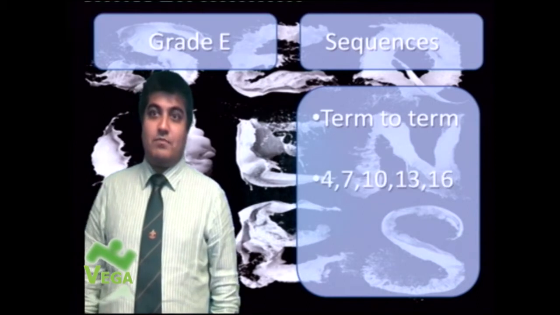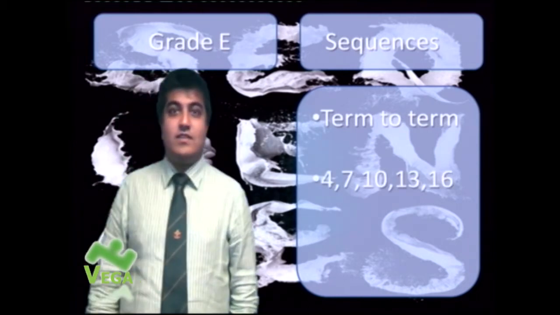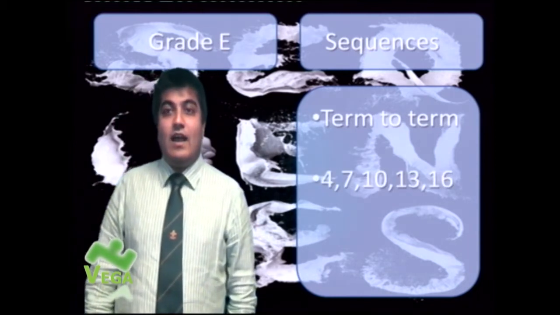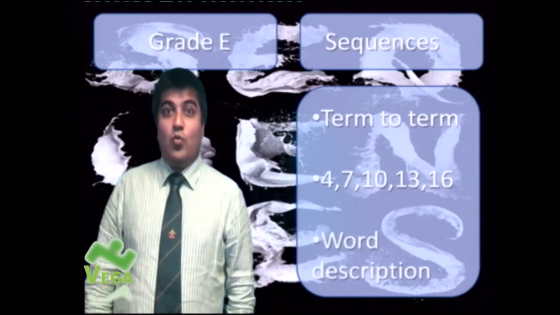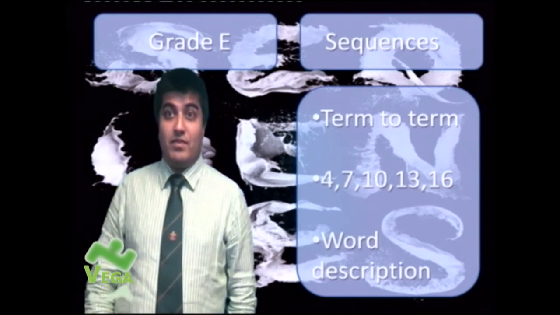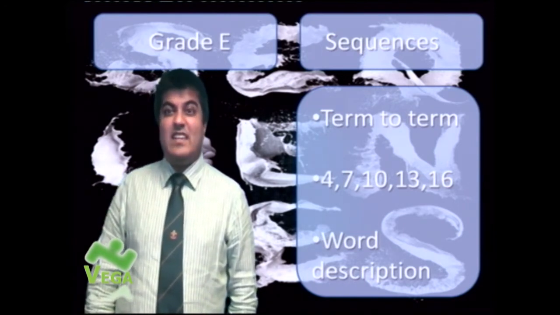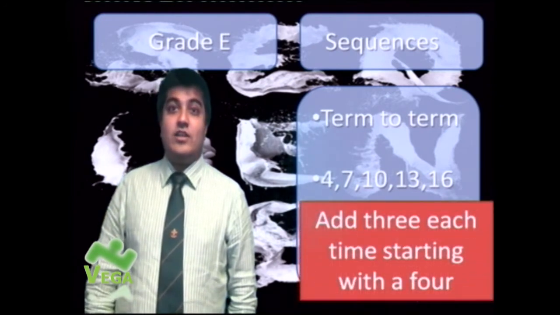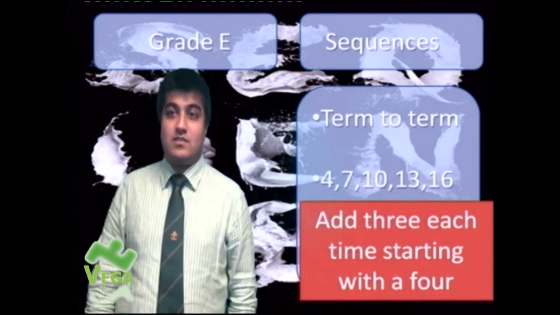So this is finding something like a sequence of 4, 7, 10, 13, 16, and then finding out a word description for that. And maybe you have to write this down. So the word description for this sequence is that it goes up in threes each time, and it starts at 4. It's really important to remember to say the starting bit.